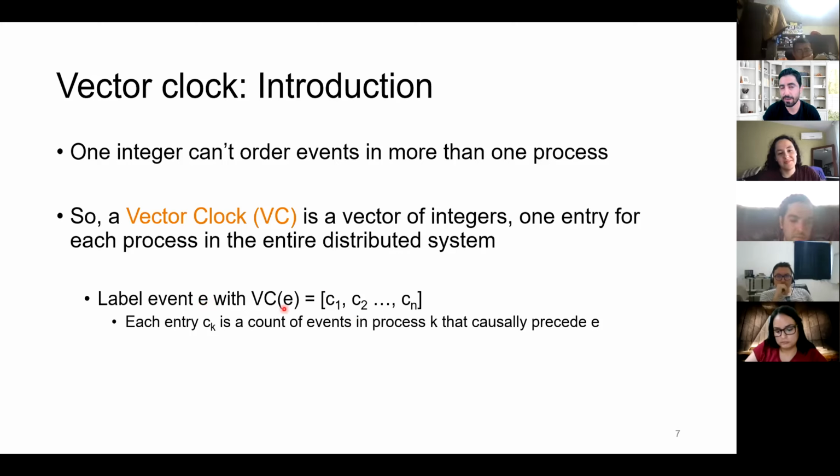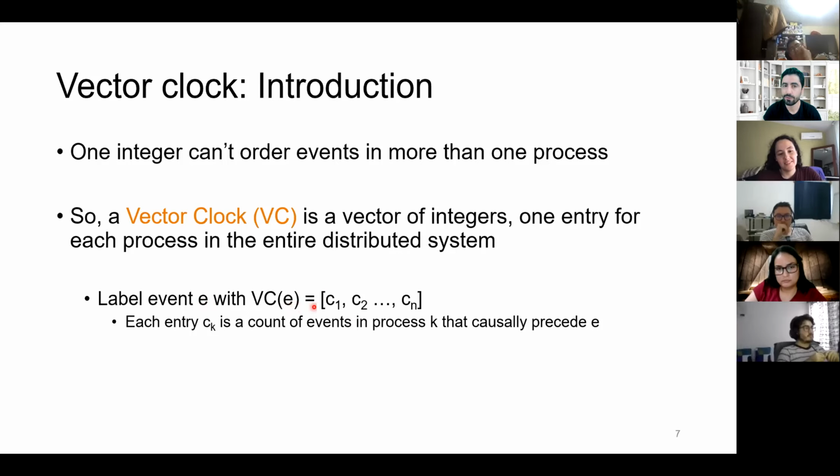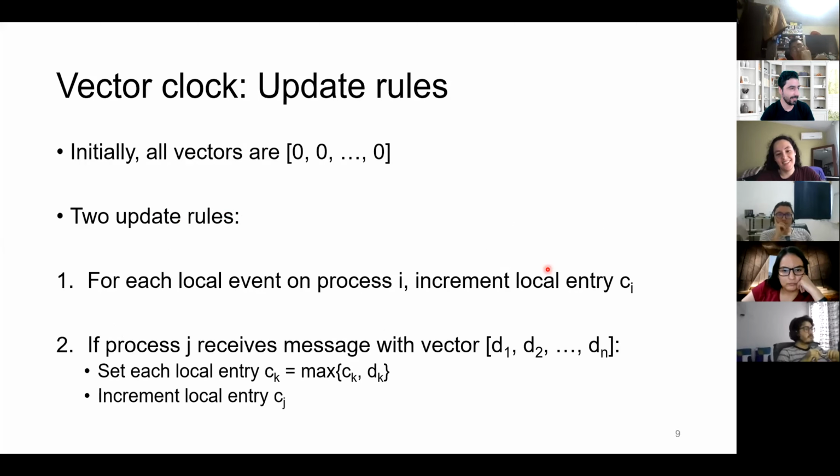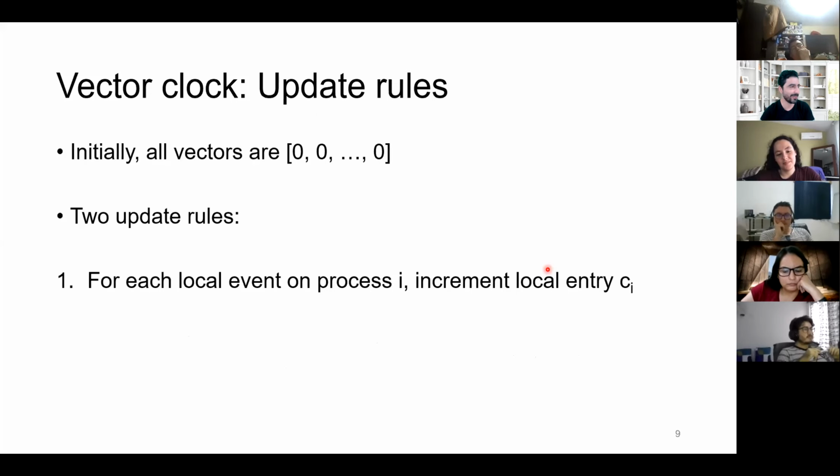You label event E with a vector clock E. I mean, we're talking about a vector now, okay? So you have a vector with different elements. For each entry, C_K is a count of events in process K that causally precede E. Confusing? Let's look at this picture.